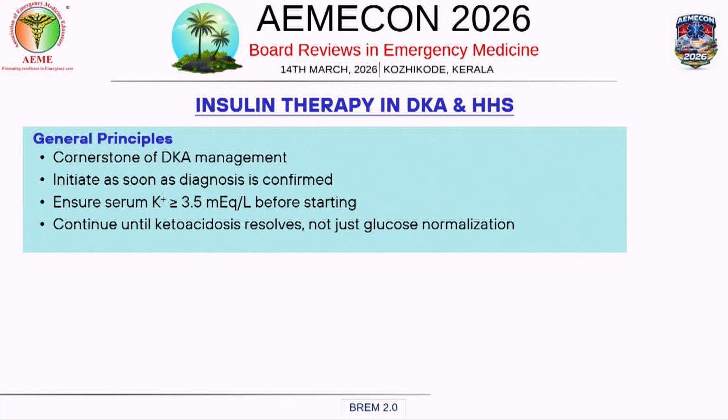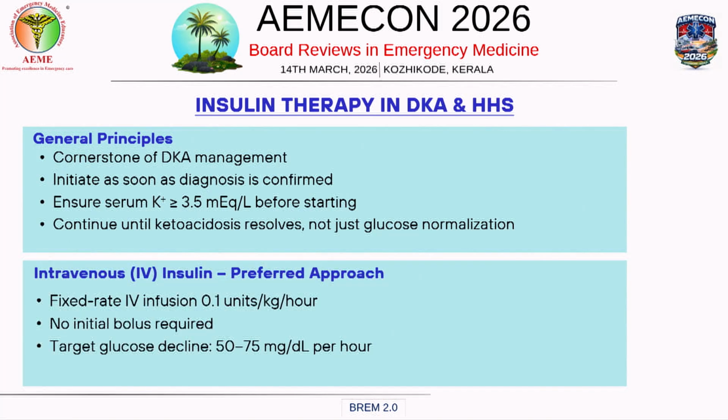So you have a patient, you have diagnosed that it is DKA. Will you start insulin straightforward? No. The only one thing that you have to see before starting insulin is the potassium value, and it should be more than or equal to 3.5. And the insulin infusion should be continued till the ketoacidosis resolves.